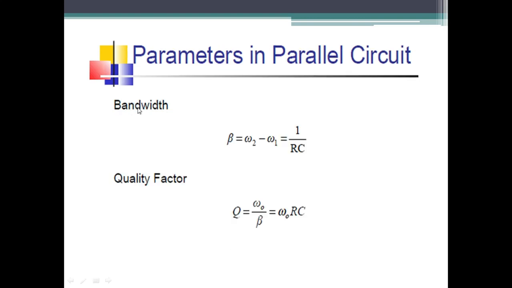Next, the bandwidth should be calculated. It is the difference between the two frequencies, upper cutoff frequency minus lower cutoff frequency, and the bandwidth beta is equal to omega 2 minus omega 1, which is equal to 1 upon RC. The quality factor is the resonance frequency upon bandwidth, and the bandwidth is equal to 1 upon RC. That's why Q is equal to omega 0 upon 1 upon RC. Therefore, omega 0 RC is the value of the quality factor.